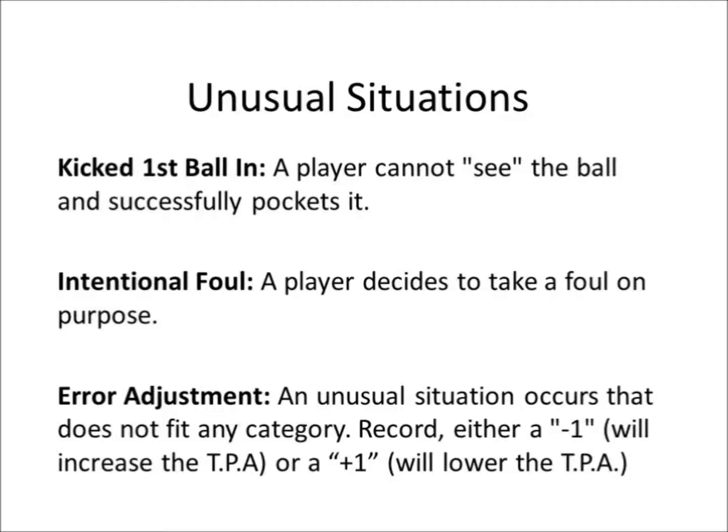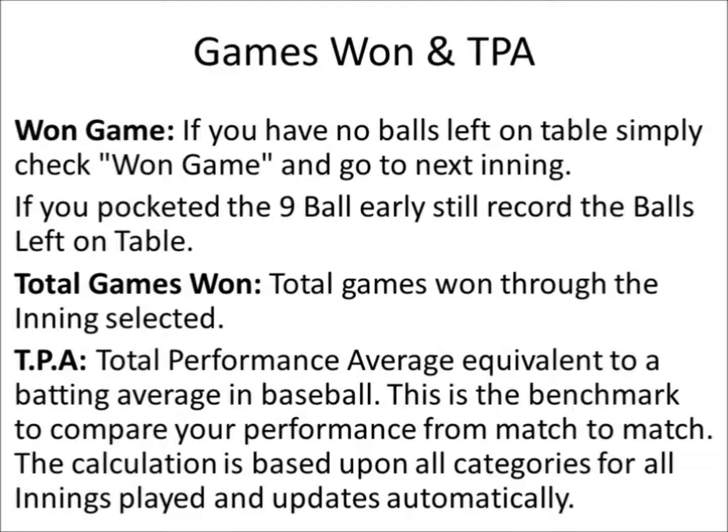To record an error adjustment, select either a -1 if the error should be to your benefit and it will increase your TPA, or +1 will lower your TPA. One game. If you have no balls left on the table, simply check one game and go on to the next inning. If you pocketed the 9-ball early, still record the balls left on table and check one game.